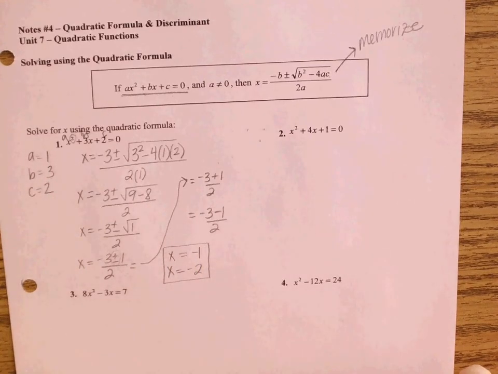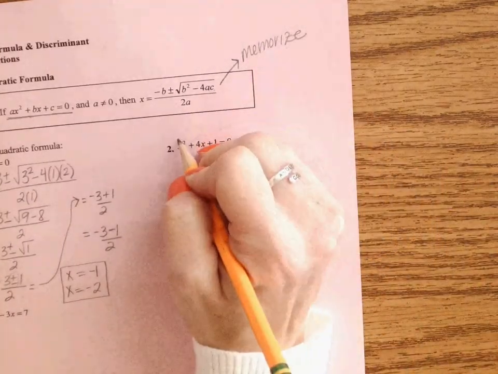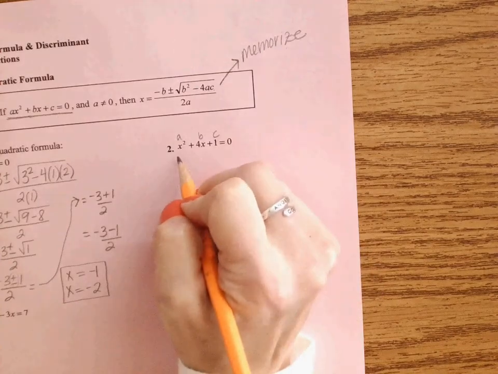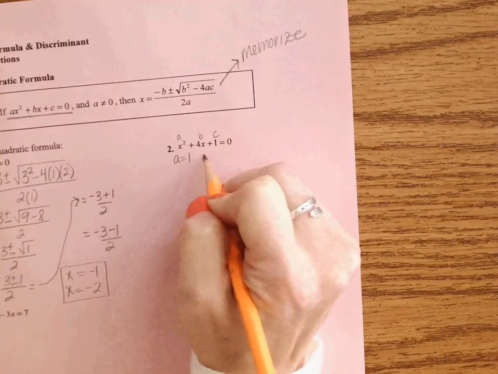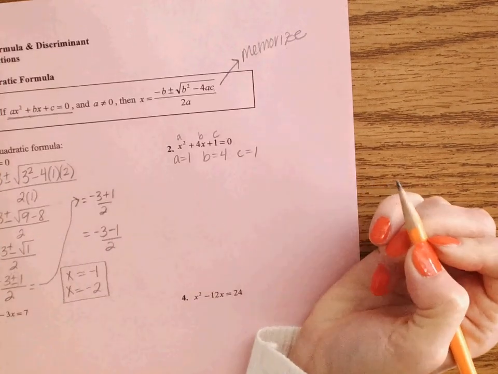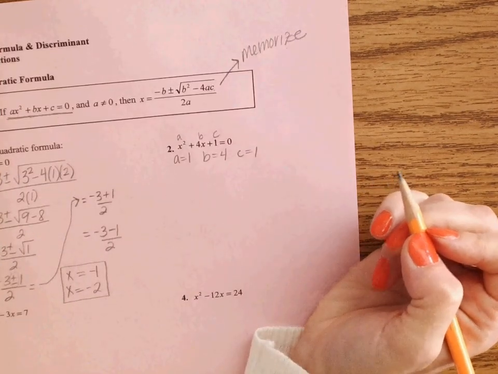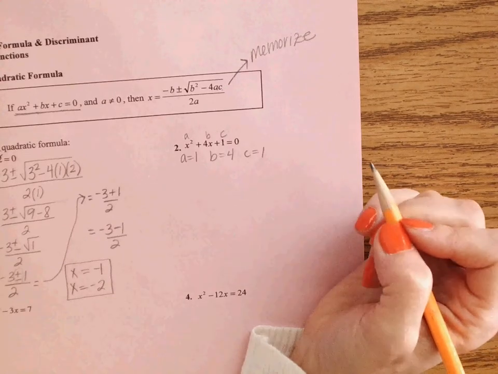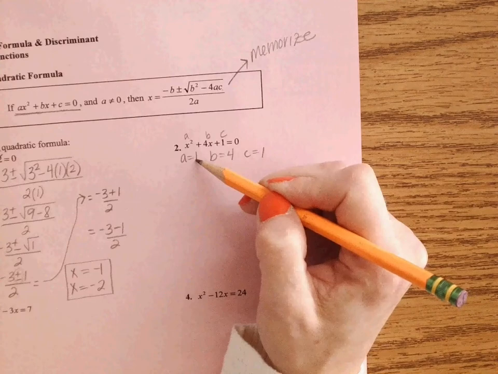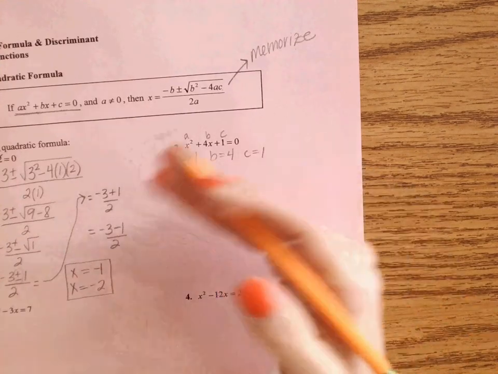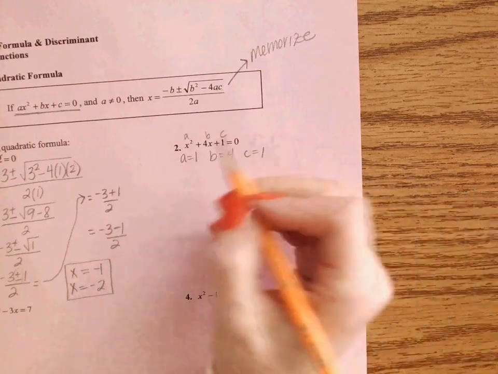Let's try this again for number 2. For number 2, remember that we have A, B, C. The next thing I'm going to have you do is write down that A equals 1, B equals 4, C equals 1. The reason we do this is sometimes A, B, or C might equal 0. If A equals 0, then we know that we won't have any solutions, but we'll get to that when we get to that.